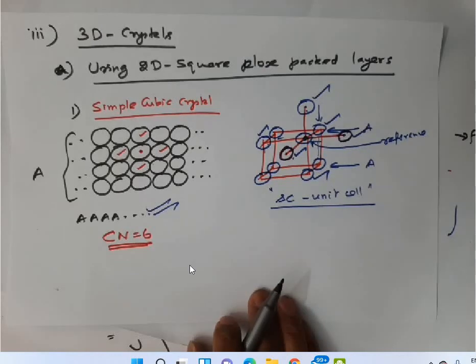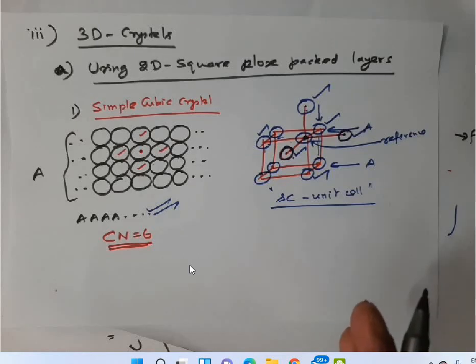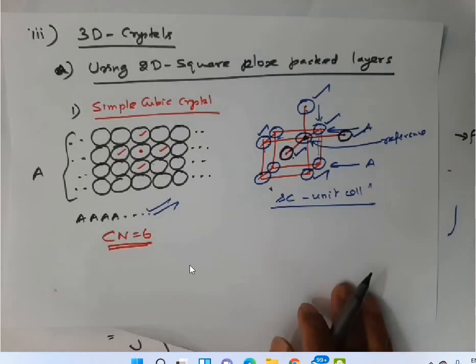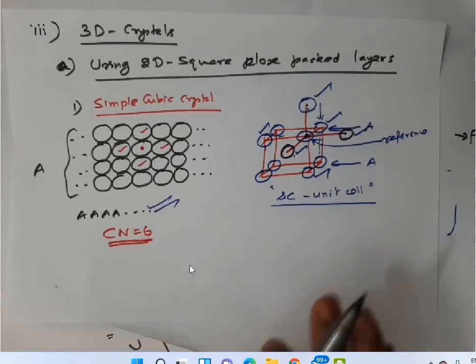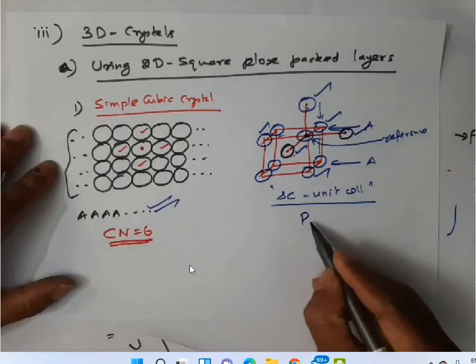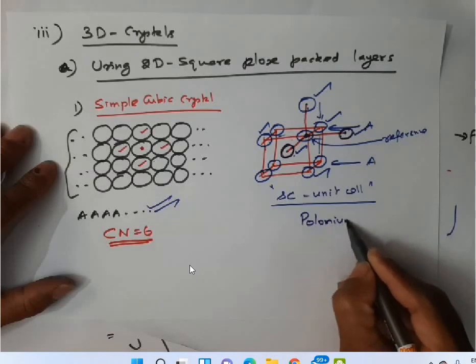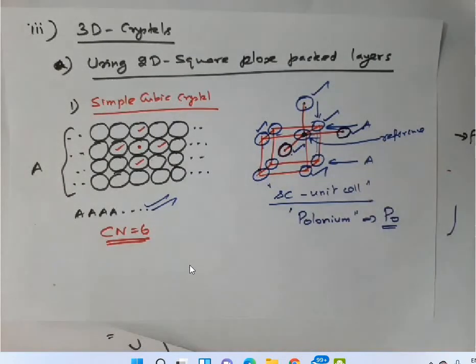That is why, in the periodic table, we have so many elements, and most of them exist as crystals. Listen, only one element exists as a simple cubic crystal, and that is polonium. Only the element polonium, symbol Po, exists in a simple cubic crystal.